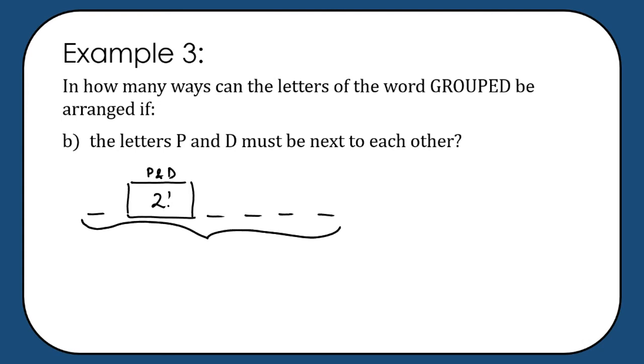And then treating the P and D as one entity, we now have 6 things to be arranged. The group with PD in it and the other 5 letters can all be arranged in 6 factorial different ways. And then for each of those 6 factorial different arrangements, there are 2 different options because we could have P and then D or D and then P within that. So the total number of arrangements is 2 factorial times 6 factorial, which is 2 times 720, which is 1440.